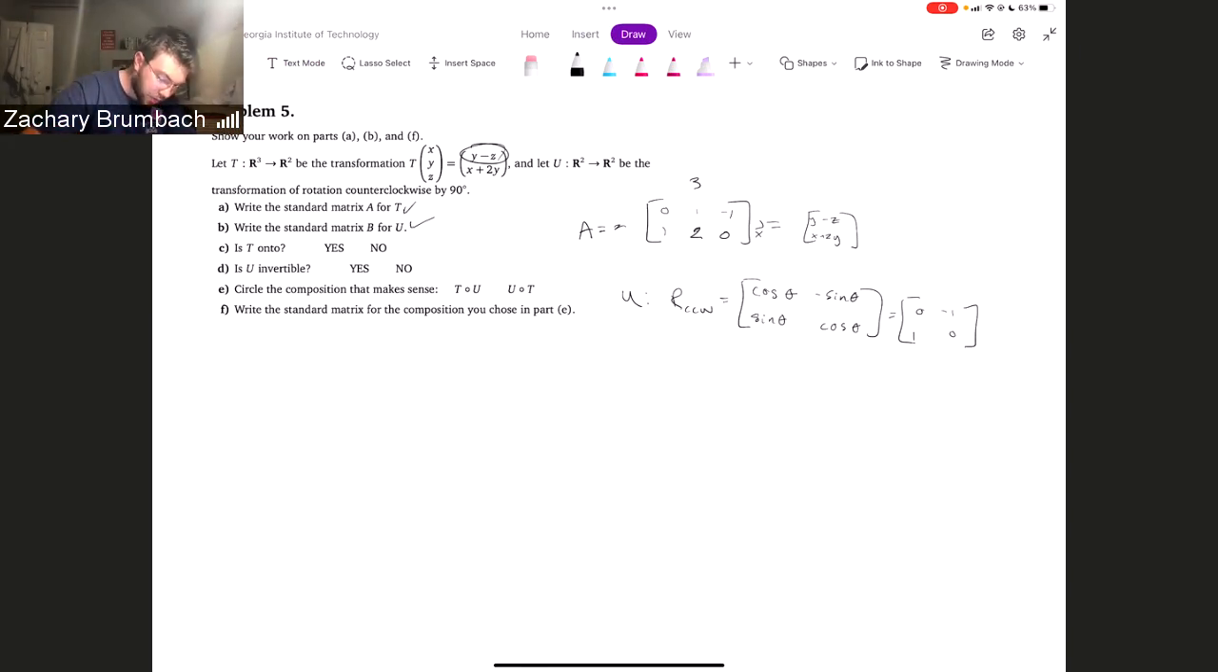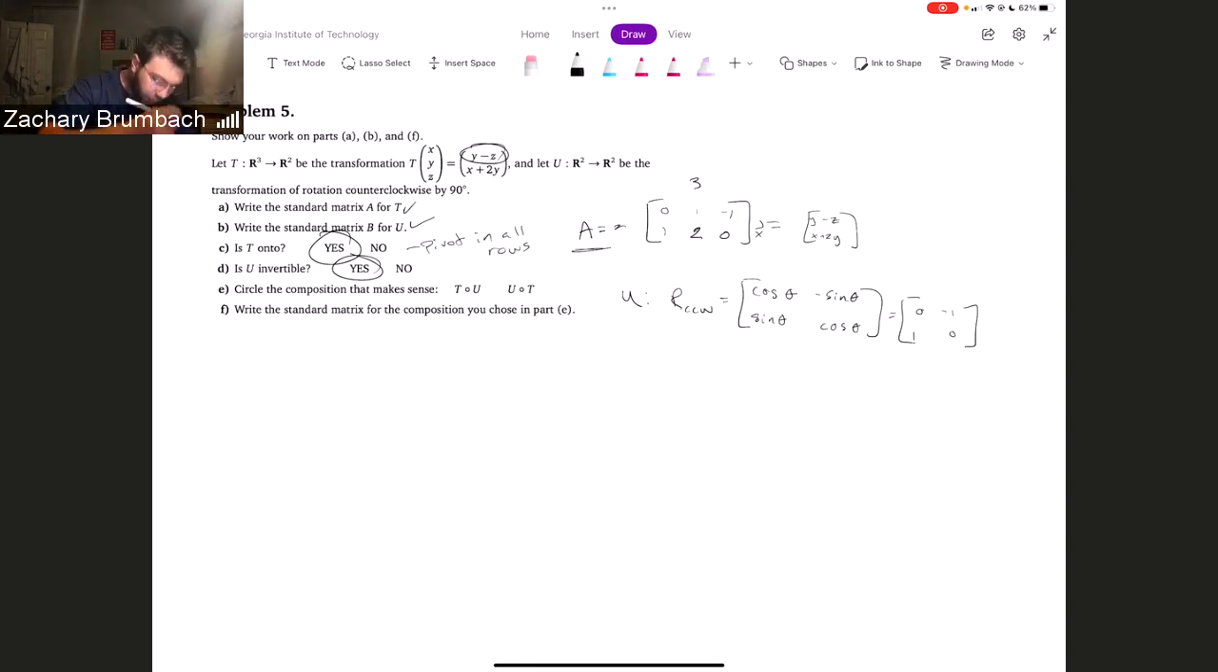Is T onto? So is this matrix A onto? Does it have a pivot in every row? Yes. Is U invertible? Yes. All rotations are invertible, always, always, always. You can think about it geometrically: if we rotate everything by 90 degrees and we pick a point, we know exactly where it started because we can unrotate it. So invertible just means in a geometric sense that you can undo something.